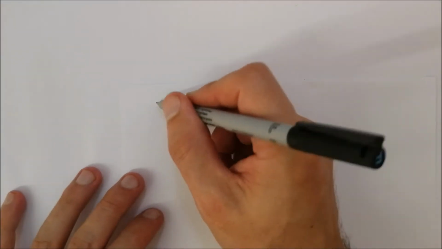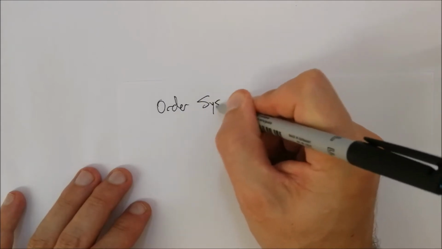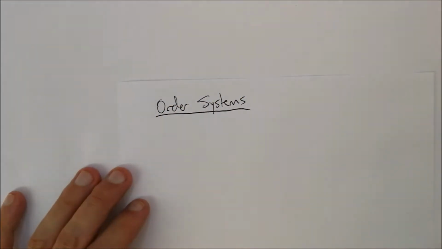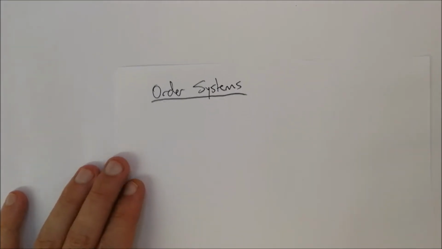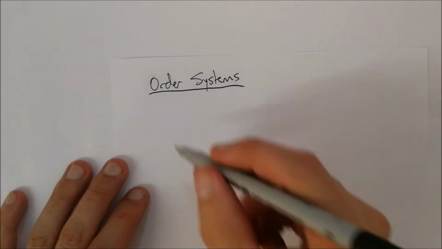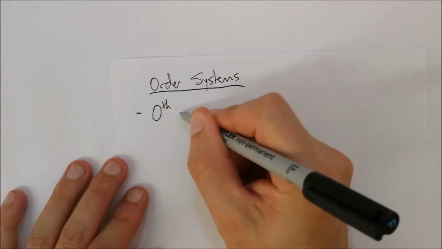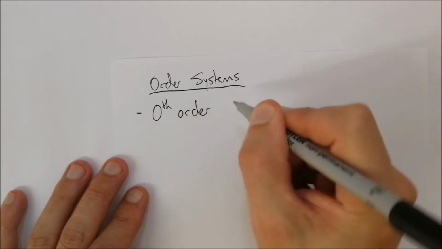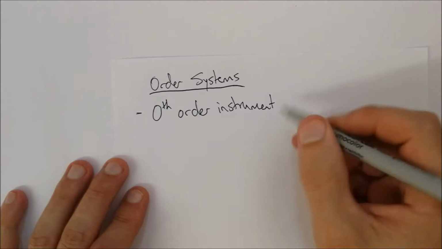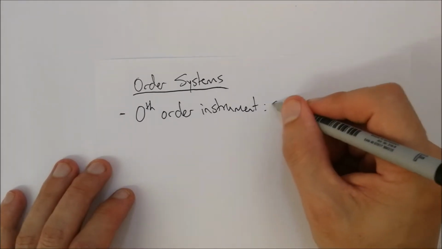Let's have a look at different order systems. The different orders have to do with the response time from the input to the output of the system. So the first system we're going to be looking at is a Zeroth-Order Instrument. This is where you're able to see the result immediately.